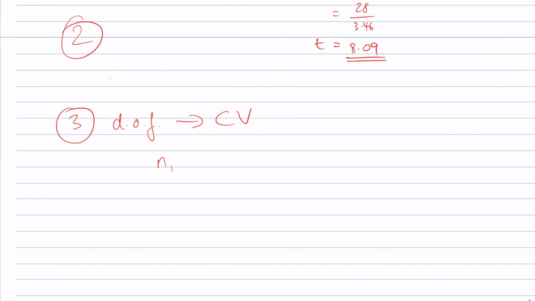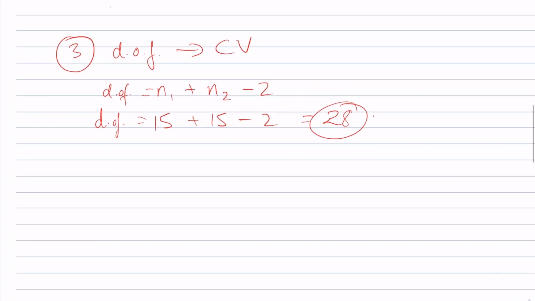values in your first population plus the number of values in your second population minus 2. So in this case that is equal to 15. So the degrees of freedom in this case is equal to 15 plus 15 minus 2, which is equal to 28. So we've got 28 degrees of freedom.